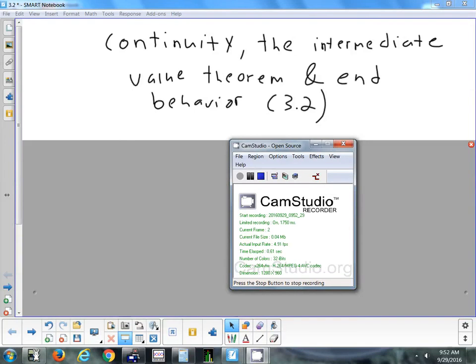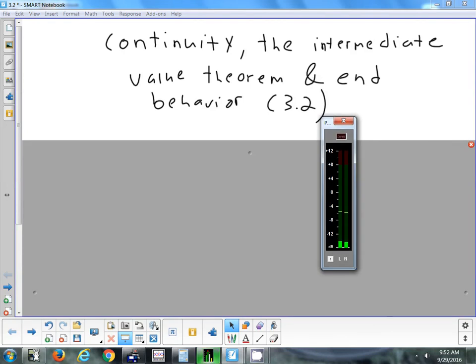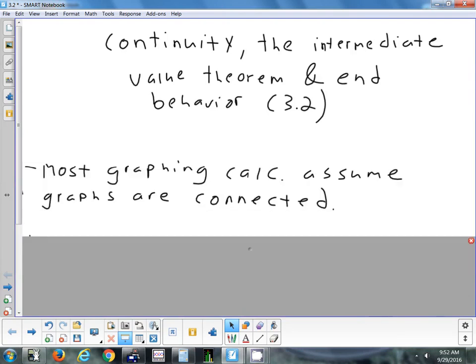Our last section for this week is on three different topics. They're called continuity, intermediate value theorem, and end behavior. They're all kind of related, so we'll just go through them and see what they mean.